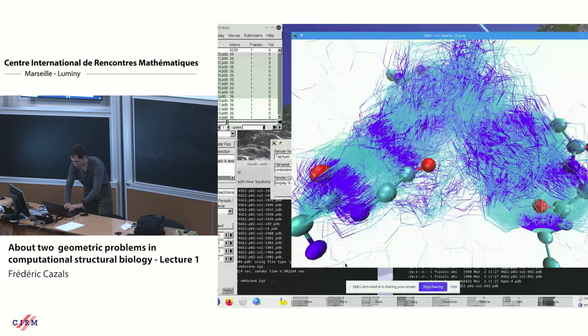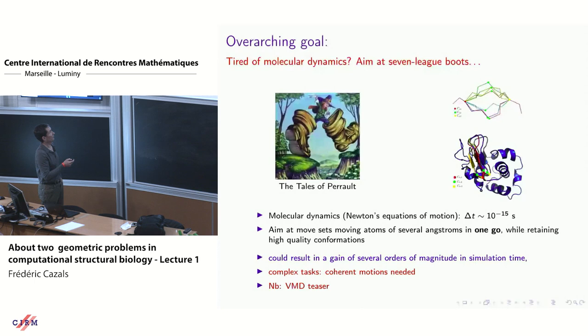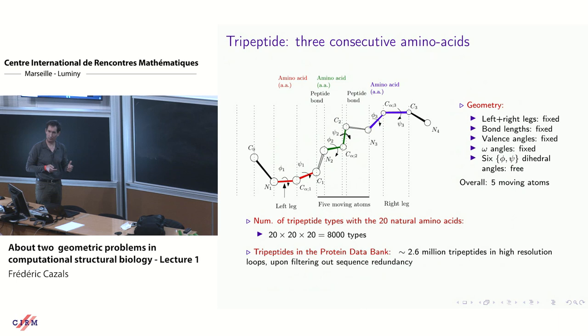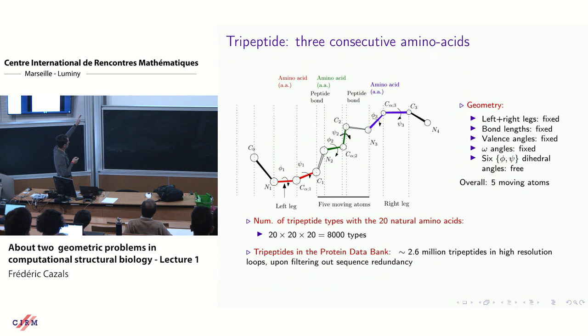So this is the tripeptide problem. And so let's take a look again at these three amino acids which have been glued together. Again, an amino acid starts with a nitrogen, which is connected to a C alpha, then the C of the carbonyl, and here we have the peptide bond connecting the first to the second amino acid. And then we have the second peptide bond, which is connecting the second amino acid to the third one. And again, as I told you, we'll only be able to change dihedral angles, phi and psi, around each C alpha carbon.